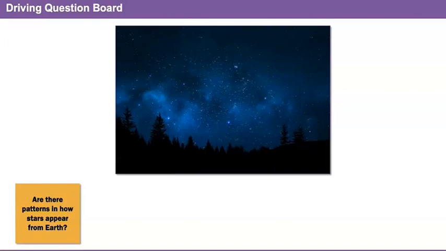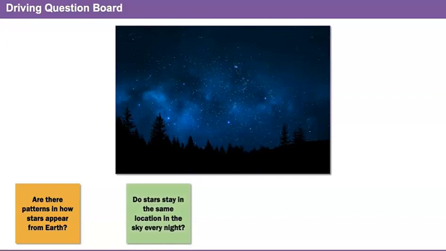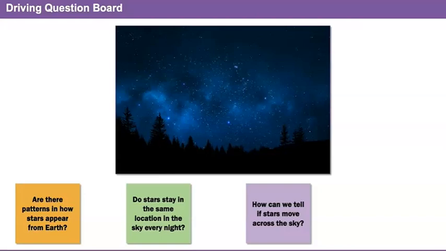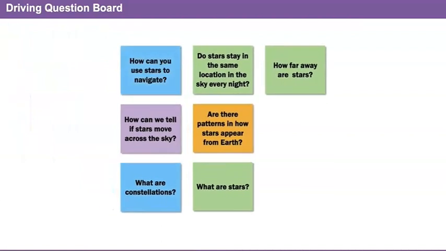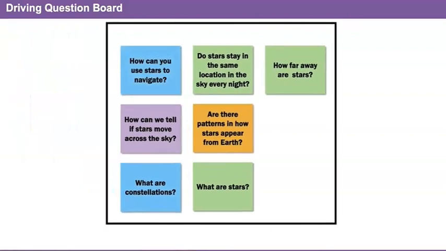Sometimes I step outside at night and see different stars. Do stars stay in the same location in the sky every night? How can we tell if stars move across the sky? Have you ever heard of constellations like the Big Dipper? Do you wonder what are constellations? Let's add these questions to the driving question board.